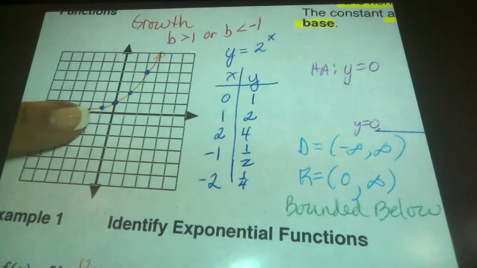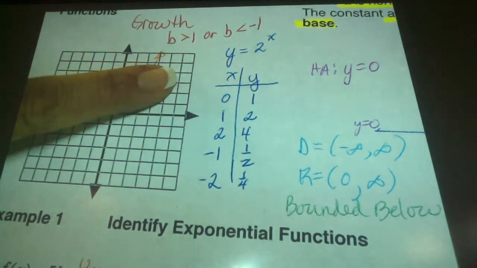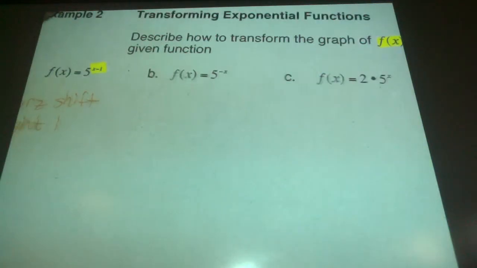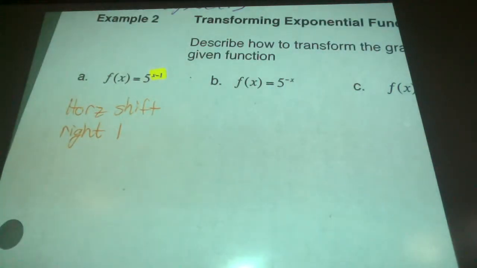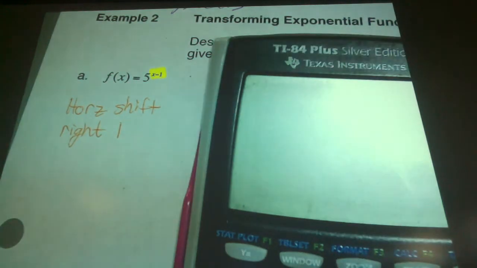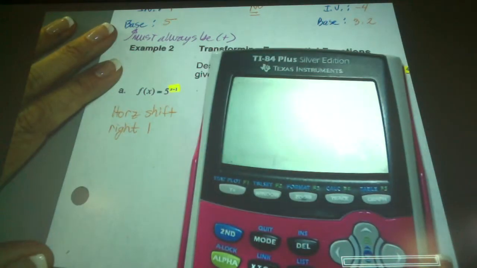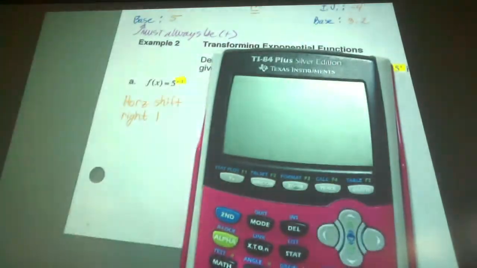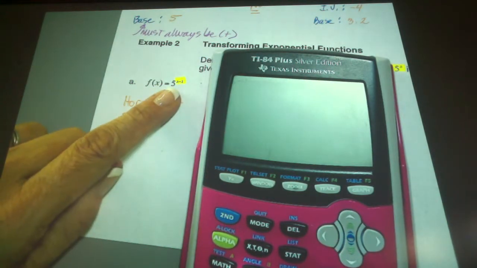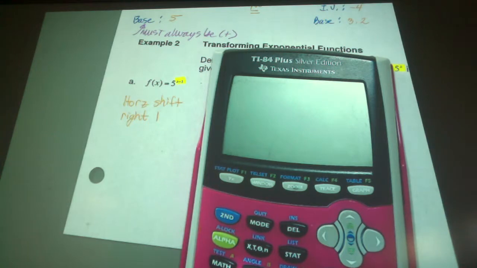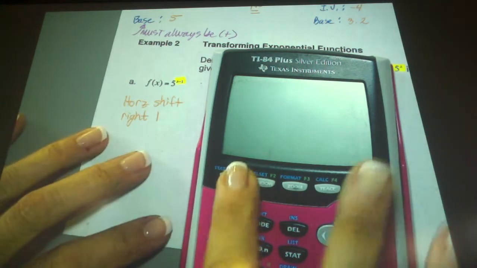So if this were the graph of 5 to the x right here, I would take each one of these ordered pairs and just move them to the right 1. It's just a curvy graph. So let's go ahead and put that in our calculator. Because it's happening inside the function. Anything inside the function is opposite sign, and it's happening to the x. When it's happening to the x it's normally the right-left direction. So because we're doing opposite of -1, that means we're going to go to the right 1. And so let's see what happens.